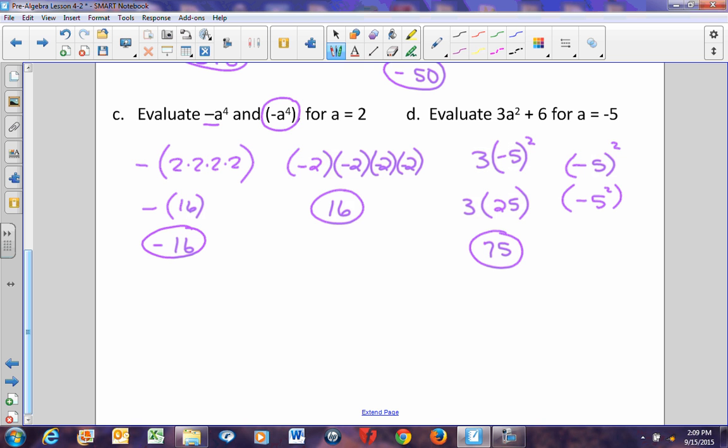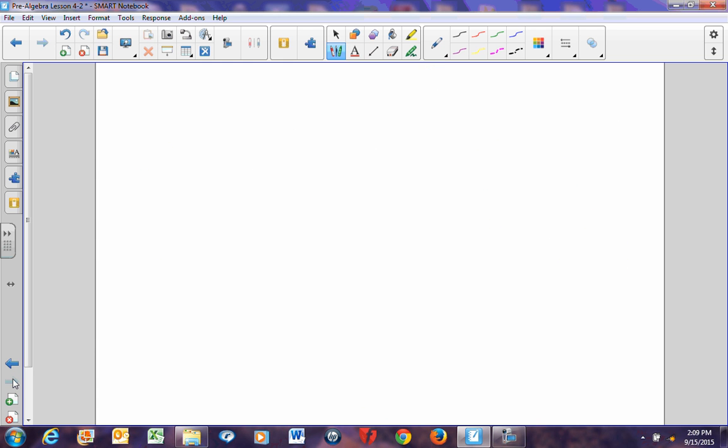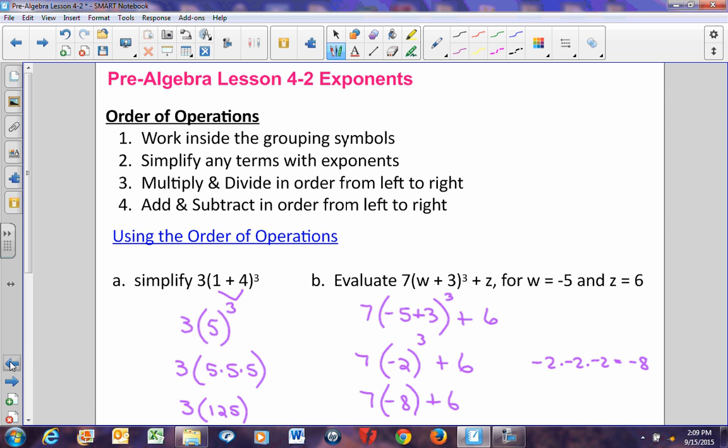Oh, and I forgot to add my 6 again. Here we go, add it again. So 75 plus 6 equals 81. My answer should be 81. I always seem to leave off those last little digits. Be careful, don't make that mistake. That's why I always look a second time to make sure I know what I'm doing. Always a good idea to do that. And that's the entire lesson on exponents.